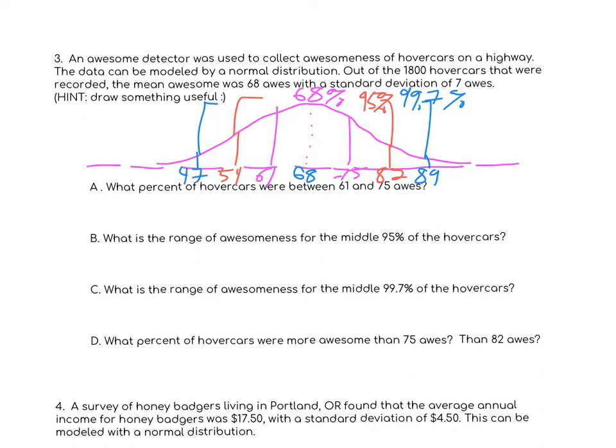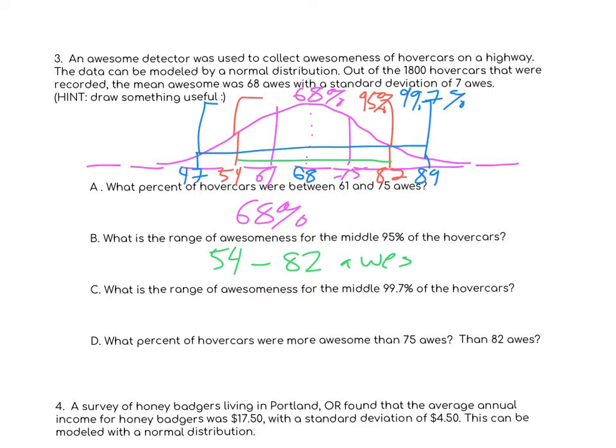All right, what percent of hover cars were between 61 and 75? Those are my pink zones. That's 1 standard deviation above and below. That's going to be 68%. What is the range for the middle 95%? That's going from red line to red line. So 54 to 82 Oz. For awesomeness for the middle 99.7%, that's going from blue to blue. That's going from 47 through 89 Oz.